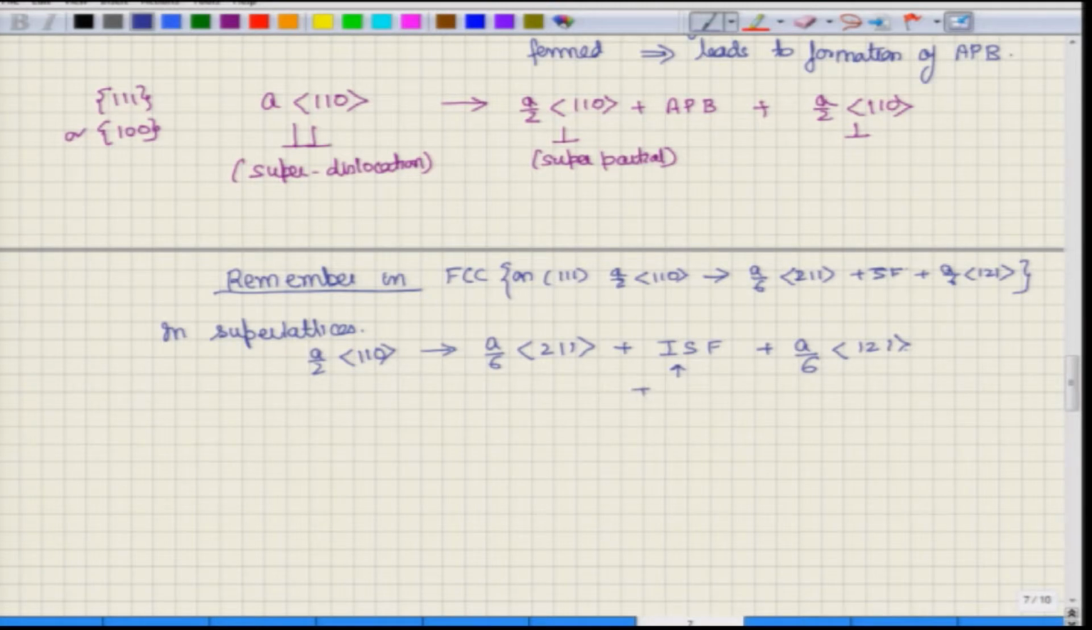So now, if you go back to this reaction, we saw that it had two such dislocations which we called super partials, and those super partials can dissociate into yet another lower level of partials, like this one. So you will have an intrinsic stacking fault over here, and then an intrinsic stacking fault over here, and two partials, and in between that we will have an anti-phase boundary. Now whenever you have a combination of ISF plus anti-phase boundary, we term it as a complex stacking fault.